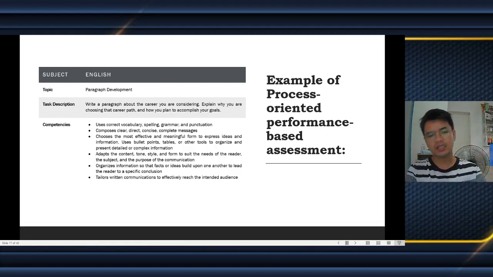So uses, composes, chooses, adopts, organizes, tailors. These are observable behaviors. You could observe them from your student. So don't put verbs like appreciate, understand, know, because they're not really directly observable.